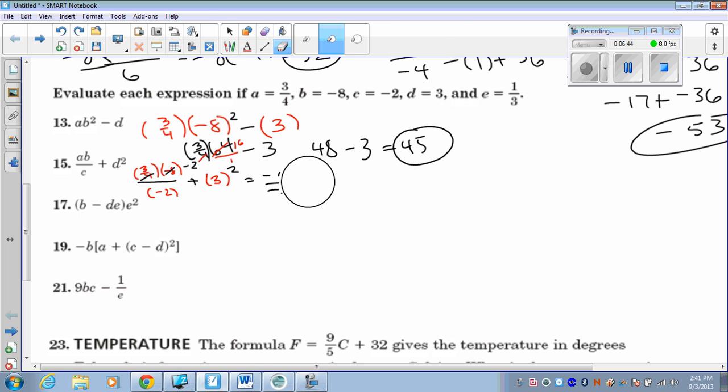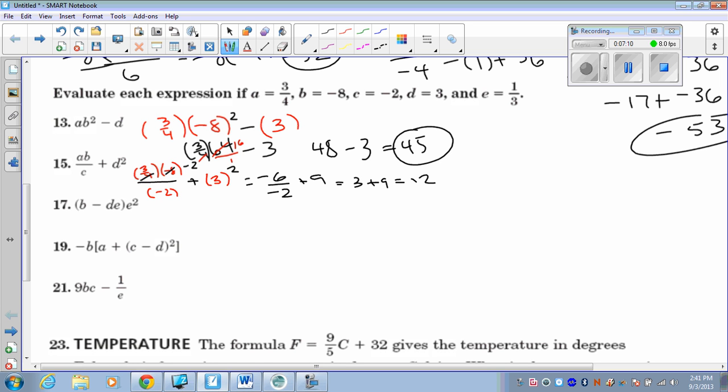Oops, I need to make that eraser a little smaller. Anyway, where was I? So this is -6 over -2. 3 squared is 9. Alright, -6 divided by -2 is +3 plus 9 equals 12. I think we did that one in class, right?